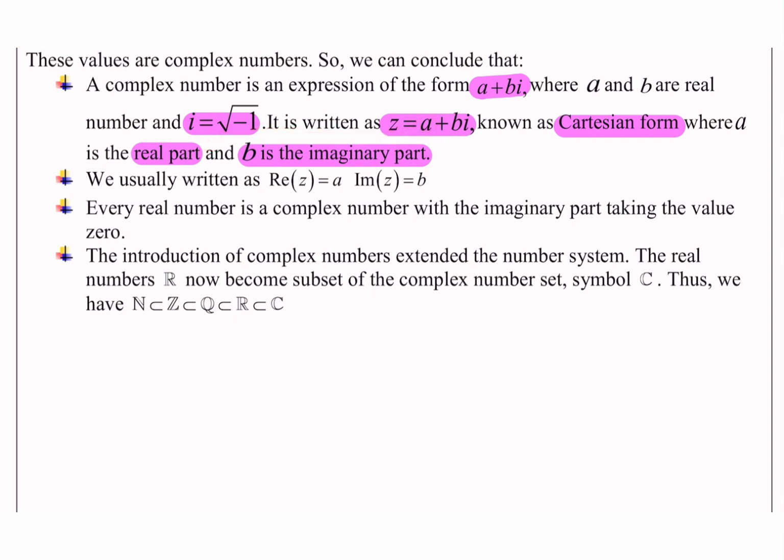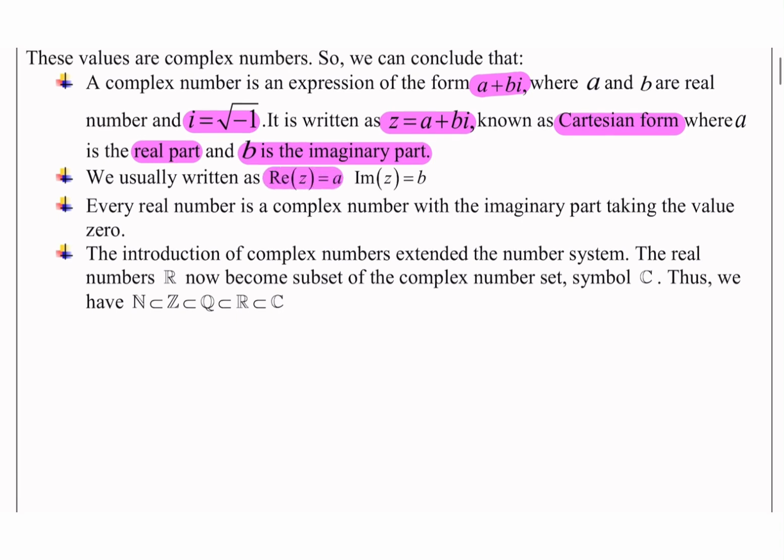So bila kita nak ambil real part tu nilai dia apa, kita hanya ambil nilai a. Imaginary part tu nilai dia apa, kita hanya ambil nilai b. Okay, sebab i ni dah refer kepada imaginary part. We usually write real part of z equals to a and imaginary part of z is equals to b. So real z is equals to a, imaginary z is equals to b. Ini cara tulisan lah. Every real number is a complex number with the imaginary part taking the value 0.